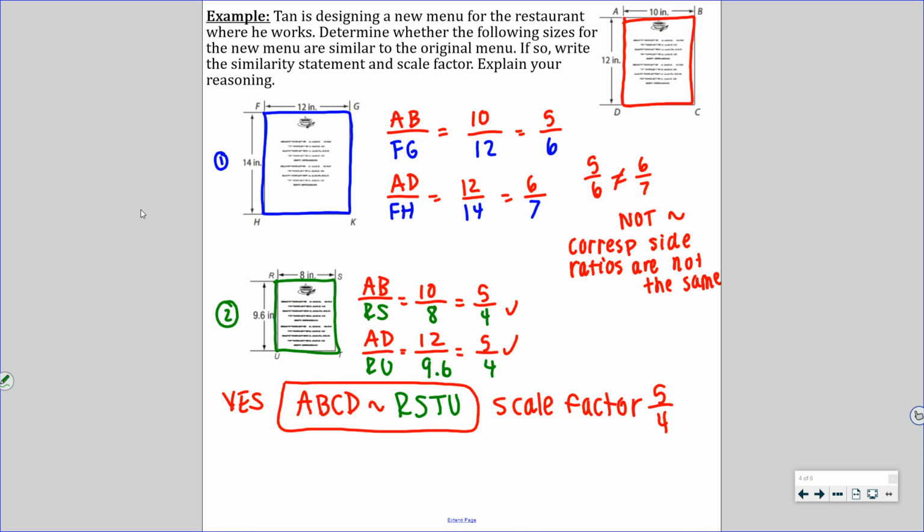Okay, any questions? Just have a couple algebra ones, of course. And then one last thing I gotta talk about.